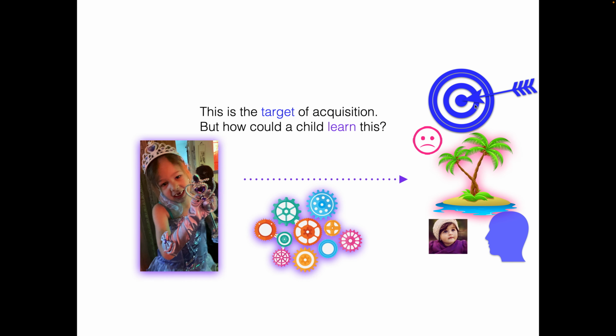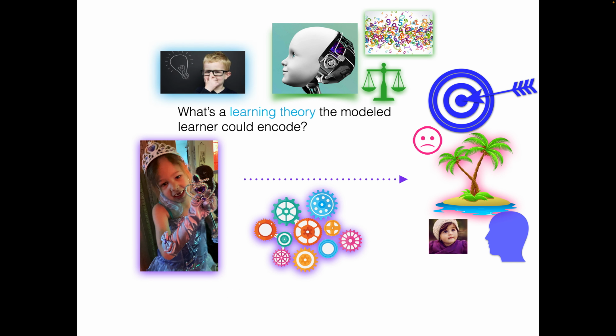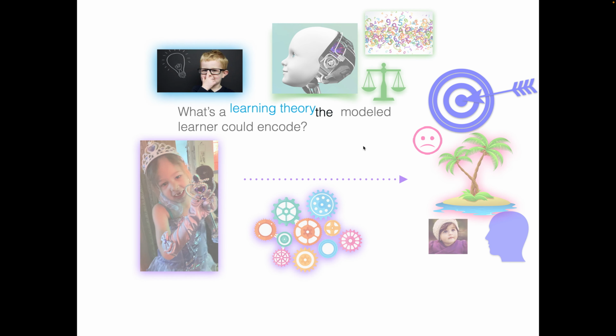Okay, so this is the target of acquisition, but here's the question. How could a child actually learn this? Good question. Well, let's use a computational cognitive model to help figure this out. Now, again, a computational cognitive model is meant to encode a learning theory. So what's a learning theory that our modeled learner could actually encode?